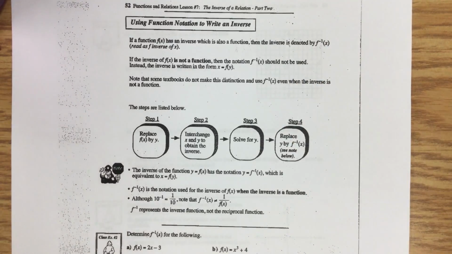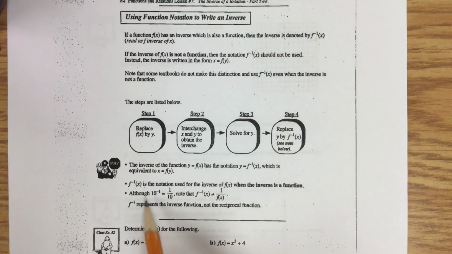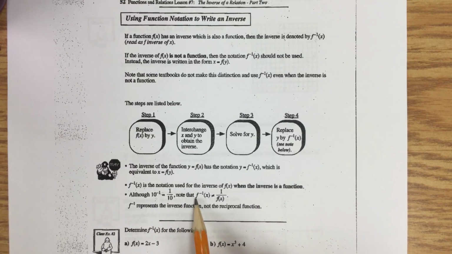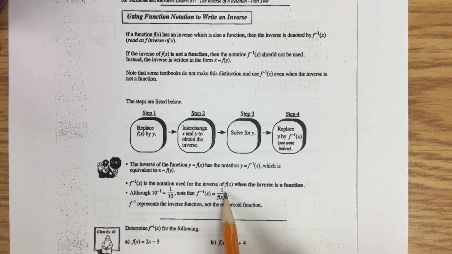It does not mean the reciprocal. And when I say it does not mean the reciprocal, I like the example they used down here. They said if 10 to the -1, if the exponent -1 is 1 over 10, that's true, but the f to -1 x is not the reciprocal function, okay? This is the function that takes all your y values, takes the reciprocal of them, 1 over y.